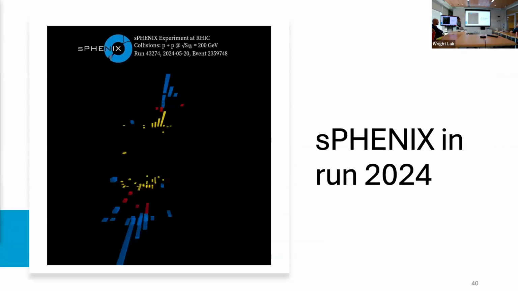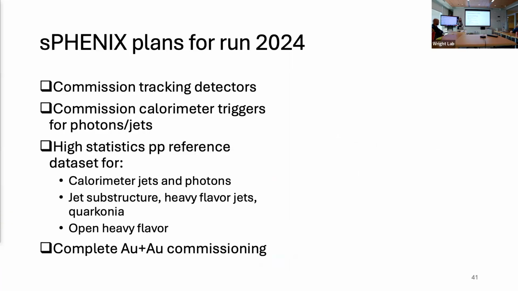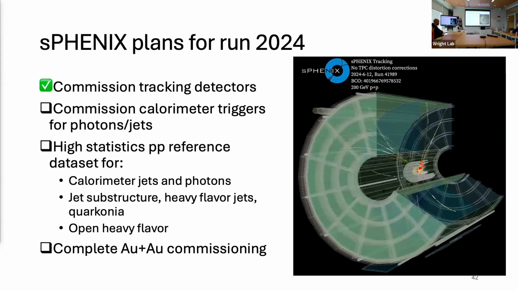So that brings me to run 2024. And so our plans again had changed because the plans for 2023 did not get finished. And so the first thing on the list was commissioning the tracking detectors, which hadn't been finished in the previous run. So this got done eventually. And so here you can see an event display that has the tracks, the red points are from the silicon, and then the tracks going out are in the TPC. So you can see them curving in the magnetic field.